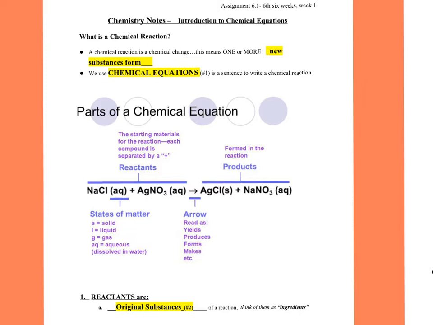So we've gone over chemical and physical changes, and we know that a chemical change is when you get a new substance. So the original substance has been altered, and you get a new substance. It's no longer what you first started with. That is a chemical change. We use chemical equations in a sentence to write out the chemical reaction. So I'm going to go through different parts of a chemical equation that you will need to be able to identify.